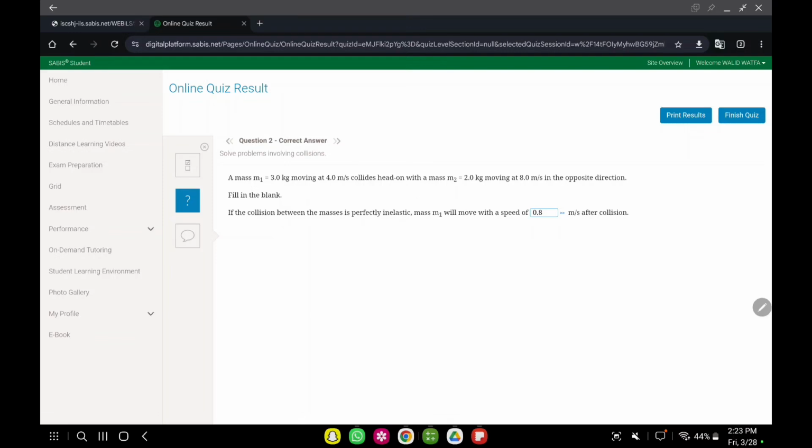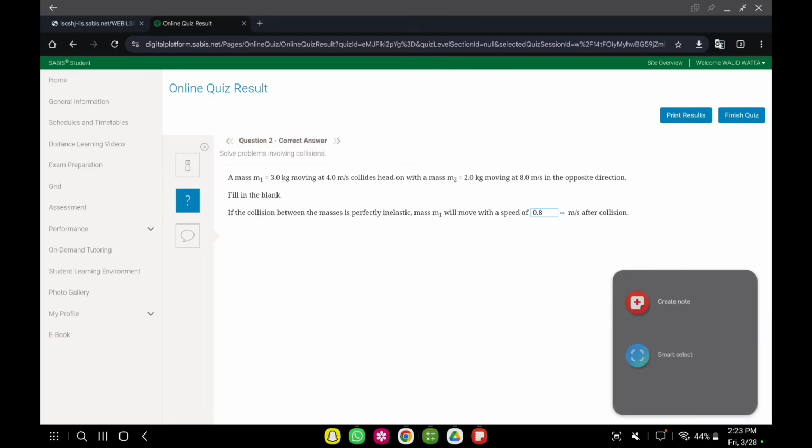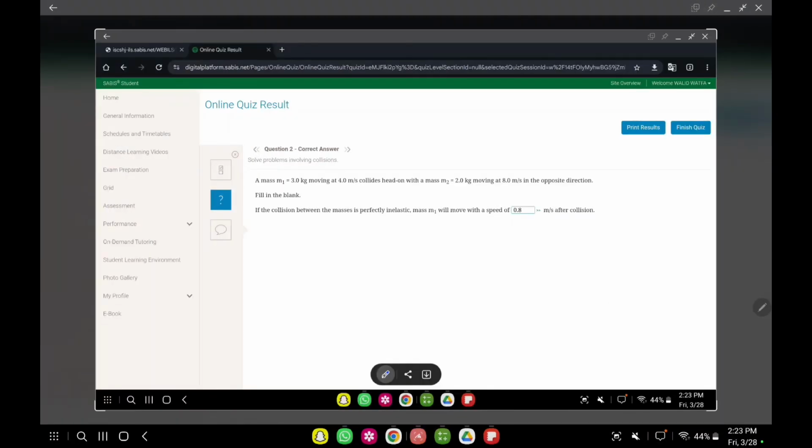A mass M1 moving at 4 meters per second collides head-on with a mass M2 moving at 8 meters per second in the opposite direction. Very simple. They're saying it's what? Perfectly inelastic. So what will mass M1 move at the speed of? Okay, very easy. This is just collisions. You just need to deduce that since they say perfectly inelastic, V1 is equal to V2, right? Because it's perfectly inelastic and they collide and move together, right?